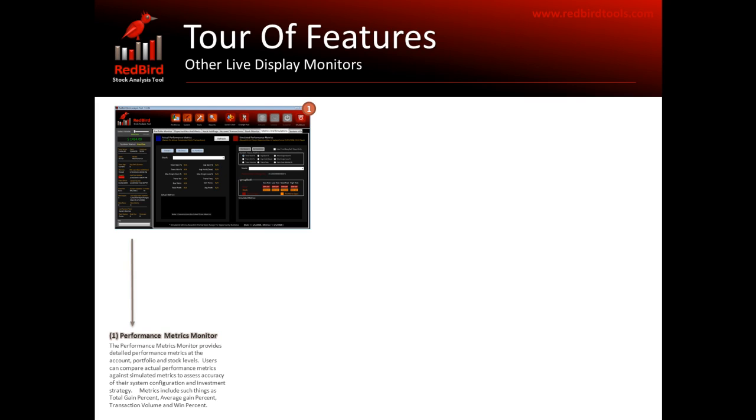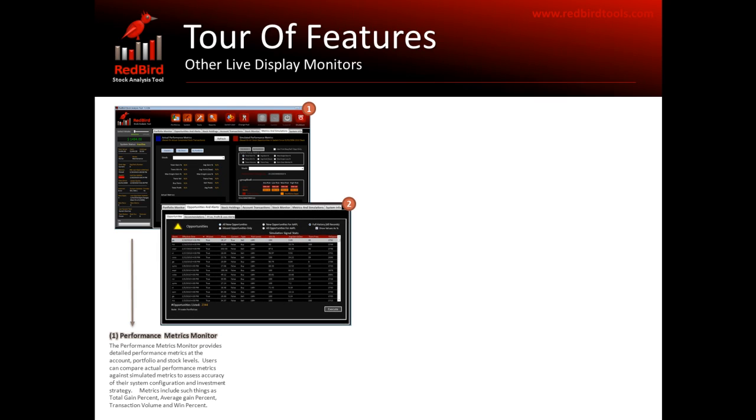Users can compare actual performance metrics against simulated performance metrics to assess the overall accuracy of their system configuration and investment strategy. Metrics include such things as total gain percent, average gain percent, transaction volume, and win percent, to name a few. The second screen contains 3 tabs.